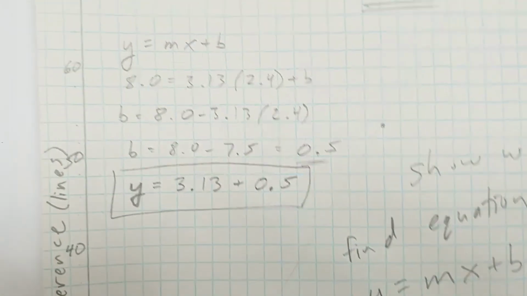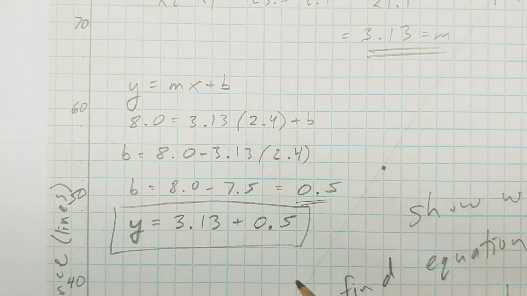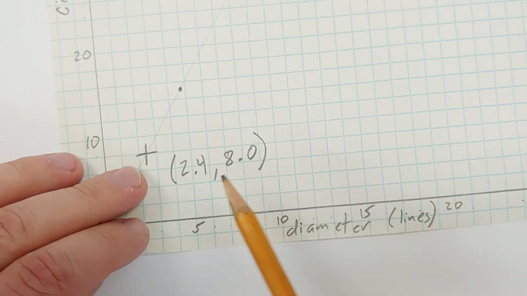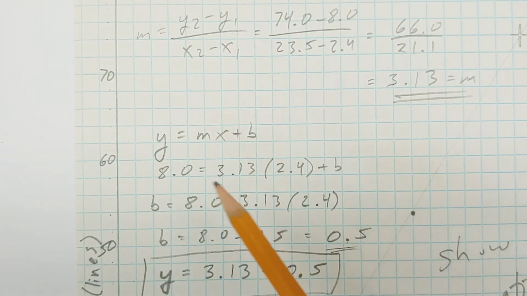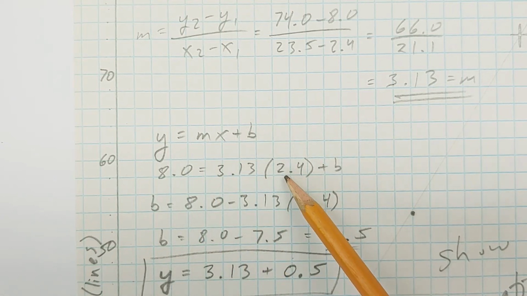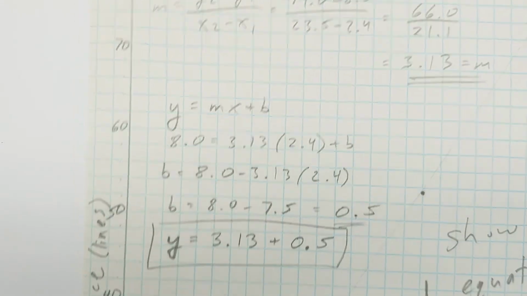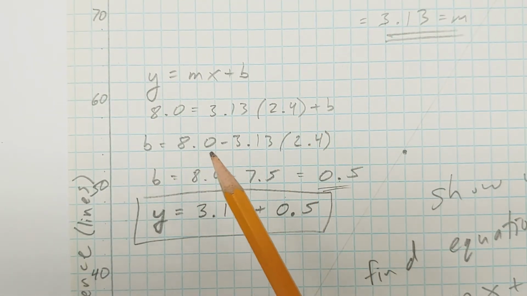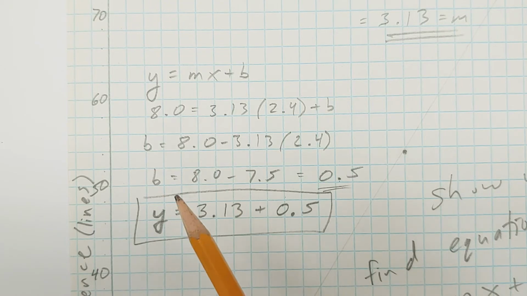To find b, I now pick one of my two points that was on my trend line and plug the values in. So I did my 2.4 and 8.0, so my y value, 8.0 equals my slope that I found, 3.13 times my x value, 2.4, plus b, my y-intercept. And then we just solve for b. So 8 minus 3.13 times 2.4 is going to give us 0.5. And so my equation becomes y equals 3.13x plus 0.5.